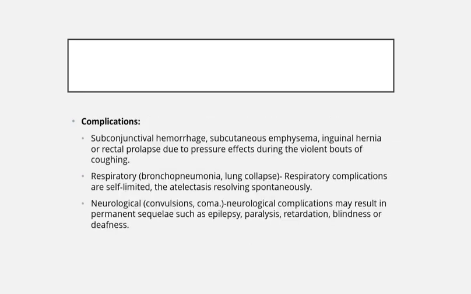Complications include subconjunctival hemorrhage, subcutaneous emphysema, inguinal hernia, or rectal prolapse due to the pressure effects during the violent bouts of coughing. Respiratory: bronchopneumonia, lung collapse. Respiratory complications are self-limited. Neurological: convulsions, coma. Neurological complications may result in permanent sequelae such as epilepsy, paralysis, retardation, blindness, and deafness.